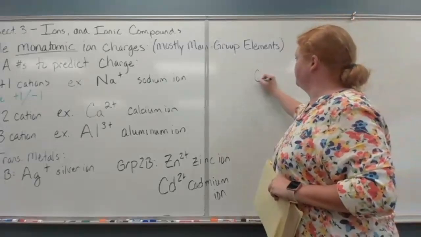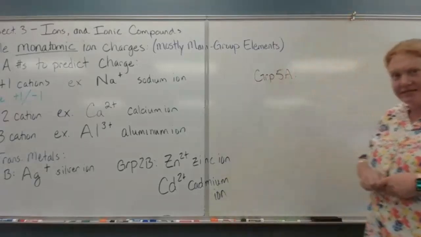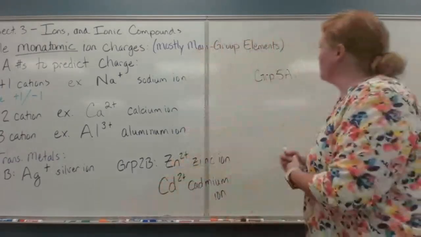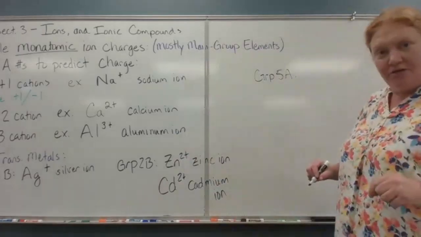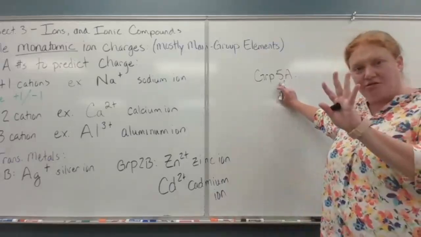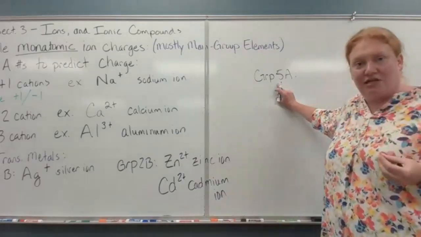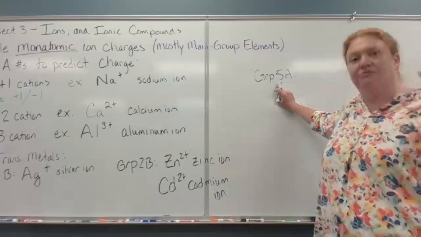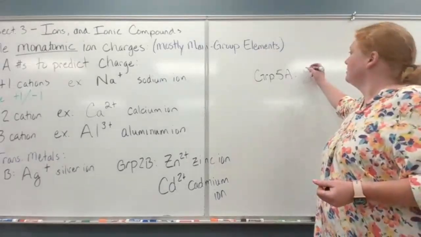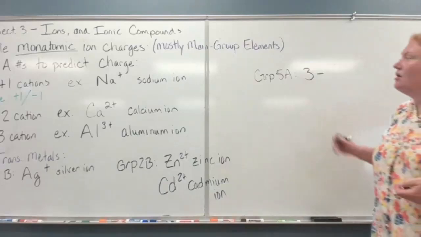But if I look at group 5A, which in some classes you may be required to know are called the pnictogens. Maybe your teacher did or didn't need you to know that. So we're in group 5A, and we're looking at our nonmetals, starting with nitrogen, phosphorus. Those elements in group 5A have 5 valence electrons on them already. What they're looking to do is gain enough electrons to give them 8 outside total. So anything in group 5A that's a nonmetal will become a -3 anion. It will gain 3 electrons.